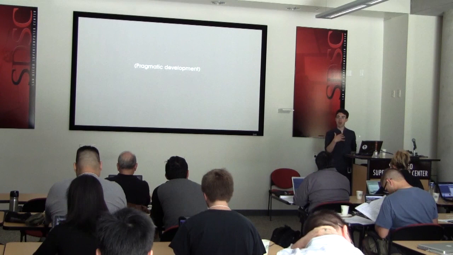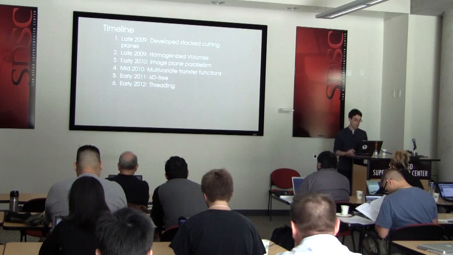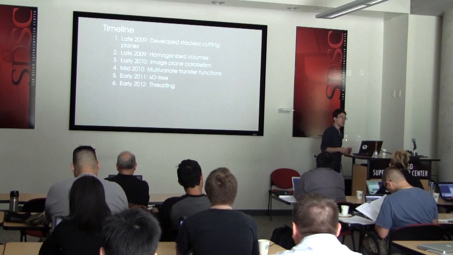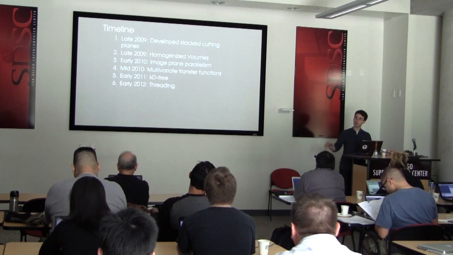And so in 2009, we developed a very simple way of doing this by stacking oblique slices through a simulation. And then we moved on to homogenizing our volume, and in doing so, we were able to cast rays through it. This means making things a finite resolution everywhere, and we could pass rays right through them. And then in early 2010, based on our increased needs in terms of having a large amount of data, we developed image plane parallelism, where we would subdivide based on where the image was located.